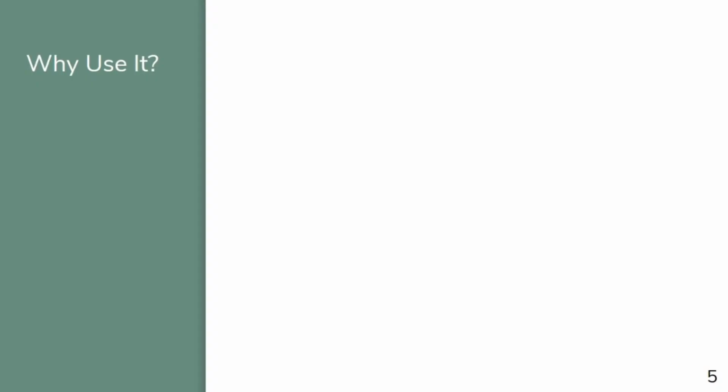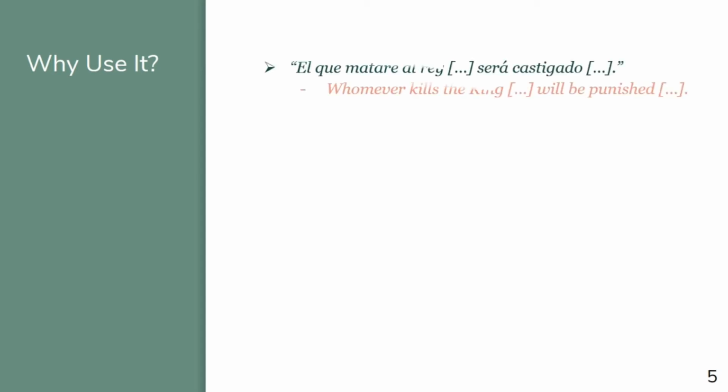So in the Ley Orgánica del Código Penal, basically the penal code for 1995, we have a few of these sentences. For example, it says, "El que matare al rey, será castigado." Now, this means whomever kills the king will be punished.